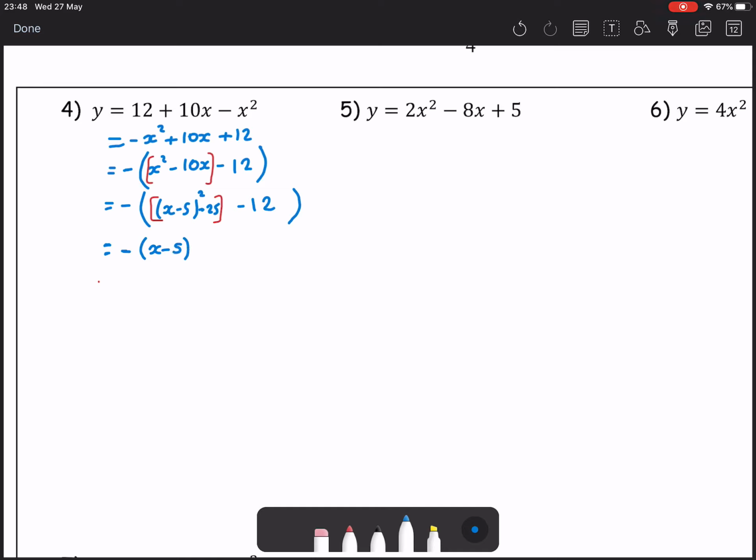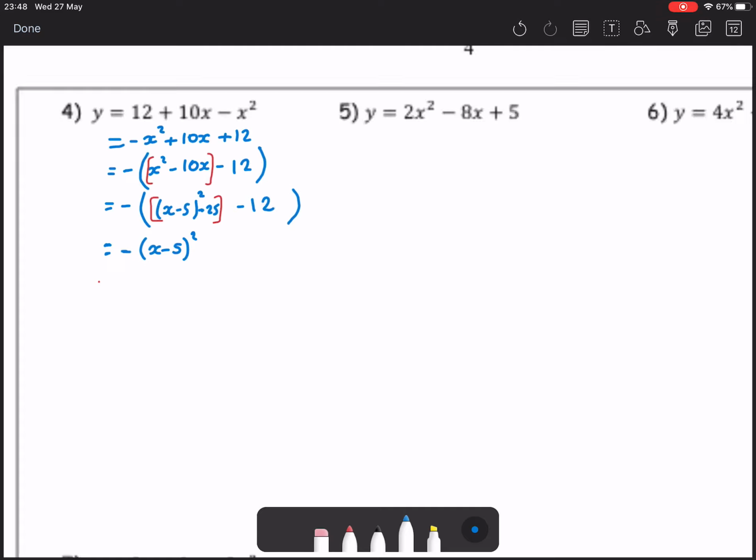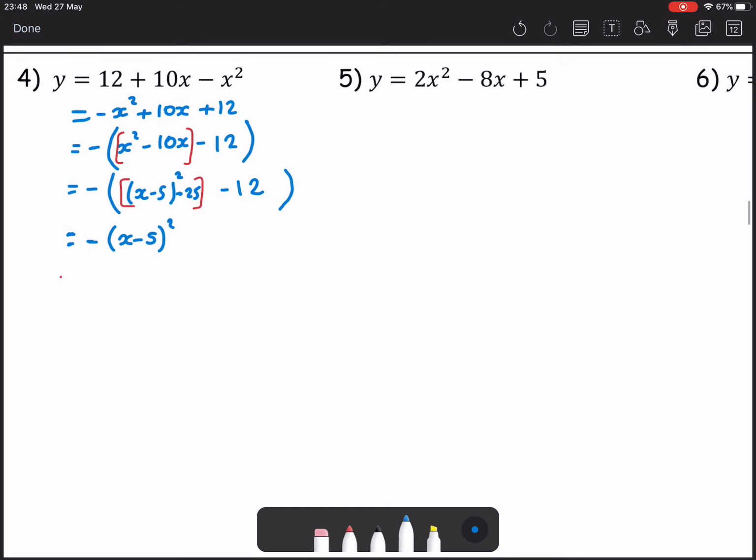x minus 5 squared. That's just minus through actually 3 sets of brackets, or 2 sets of brackets to get in front of the third bracket. Minus, and then the minus 25 becomes plus 25. And the minus 12 plus 12. And simplify now, minus x minus 5 squared plus 37. So I've completed the square to get into that particular form.